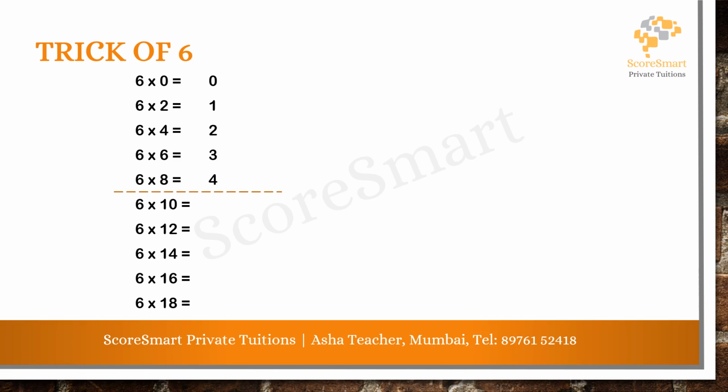0, 1, 2, 3, 4. Leave the 5, then 6, 7, 8, 9 and 10. Easy, the left side is easy. Now let's write the right side.